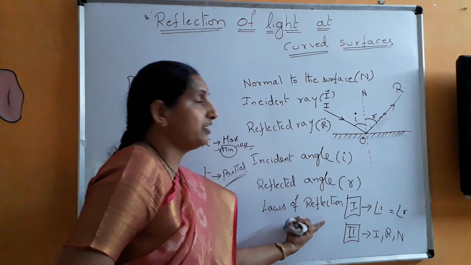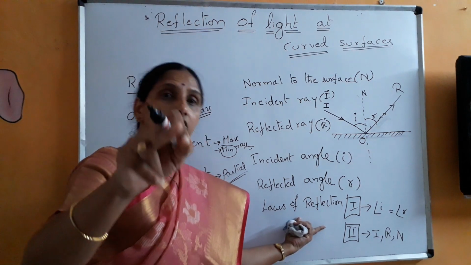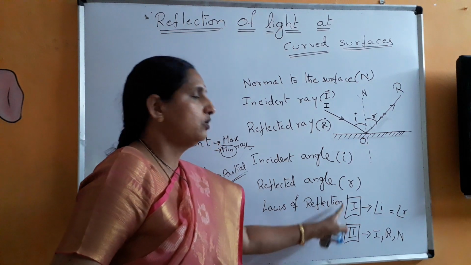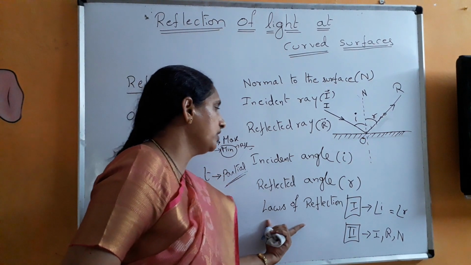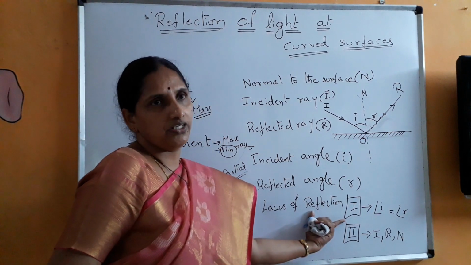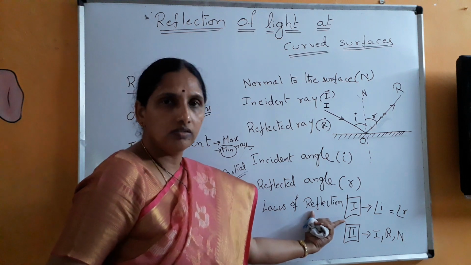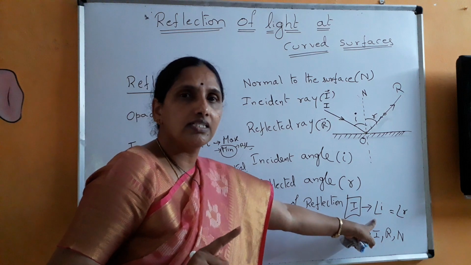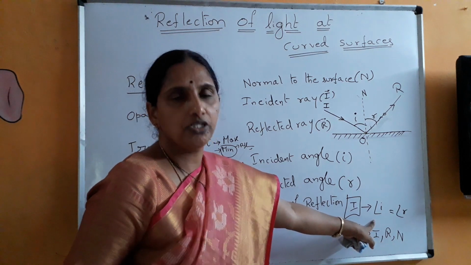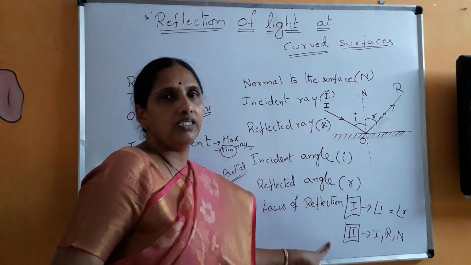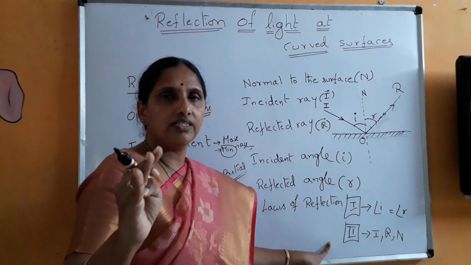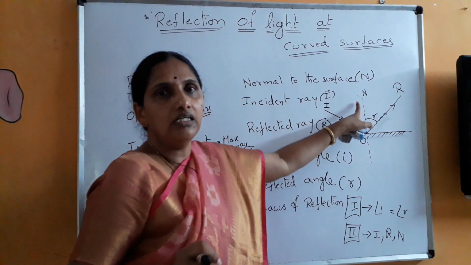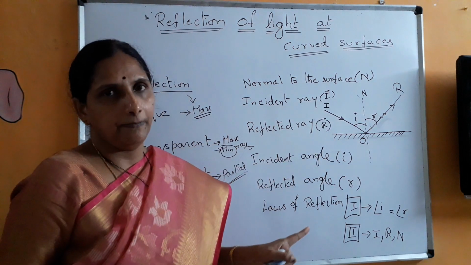Whichever light ray you take, on whichever surface you take, all light rays obey these two laws. Therefore we call them the laws of reflection. What are they? First one is angle of incidence is equal to angle of reflection. Second one is incident ray, reflected ray and normal, all the three lie in the same plane.